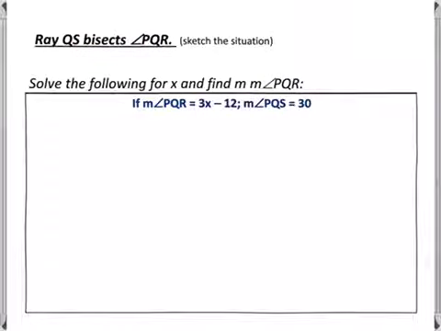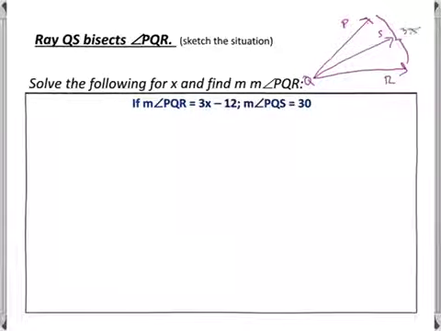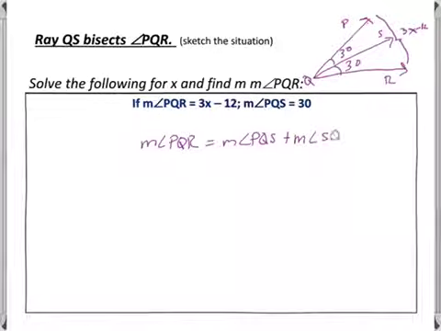Once again, ray QS bisects PQR. So we'll sketch the situation this time. QS is in the middle. This time for PQR, they give us the entire angle itself, which is 3x minus 12. And they tell us that PQS is 30. If QS bisects the angle, that means that PQS is 30, but it also means that SQR is also 30. So what we have to recognize here is that the measure of angle PQR, or the entire angle, is equal to the measure of angle PQS plus the measure of angle SQR.